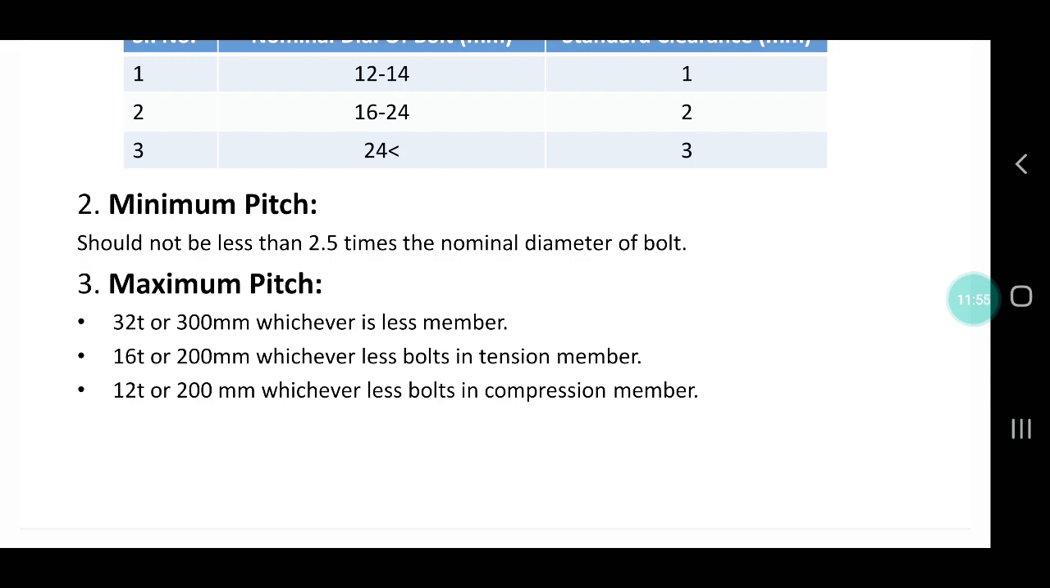Next point is the edge and end distance. The minimum edge and end distance, from the center of a hole to the nearest edge of the plate, should not be less than 1.7 times the hole diameter for a sheared edge. So here consider the hole diameter. I have explained previously that the diameter of a bolt and the diameter of a hole are different, having some clearance. So the minimum edge distance or end distance will be 1.7 times the diameter of the hole.